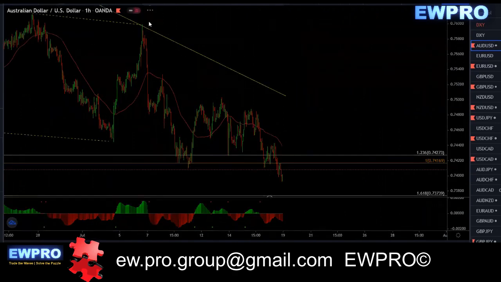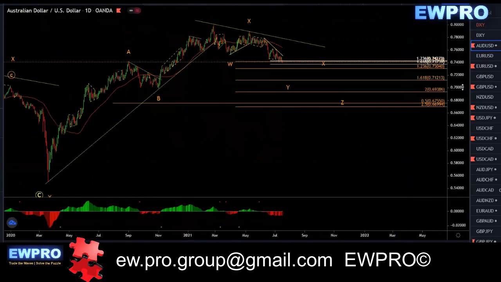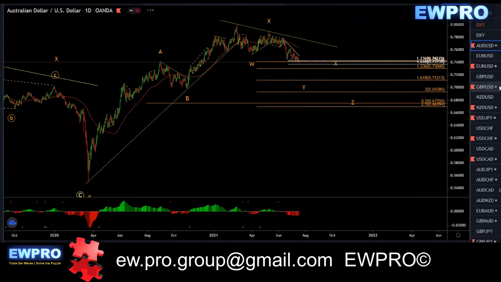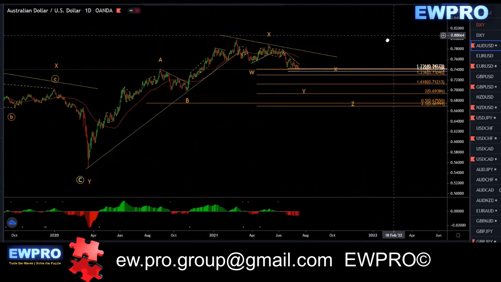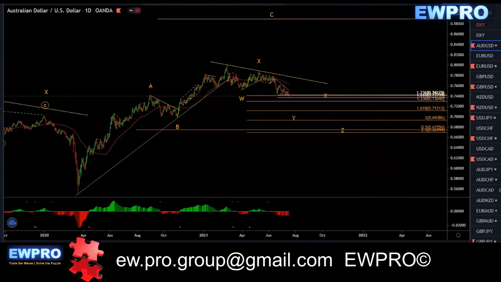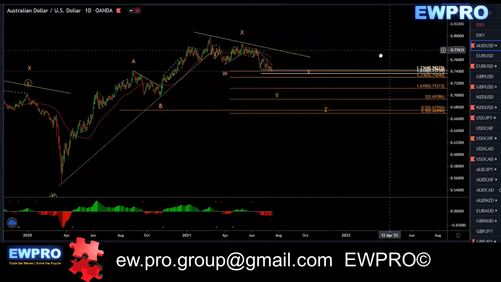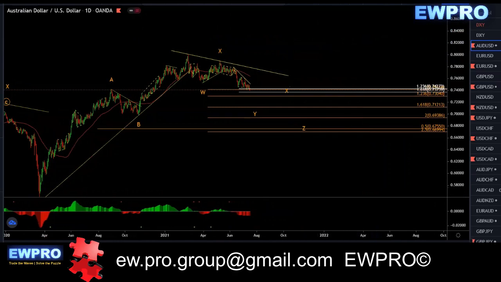Going on to the AU. Nothing's changed on the daily. We still never got anywhere near this 100 fib. This is looking very corrective. And if we look here, we got that bearish divergence, so we can come down to this like 50 fib here.